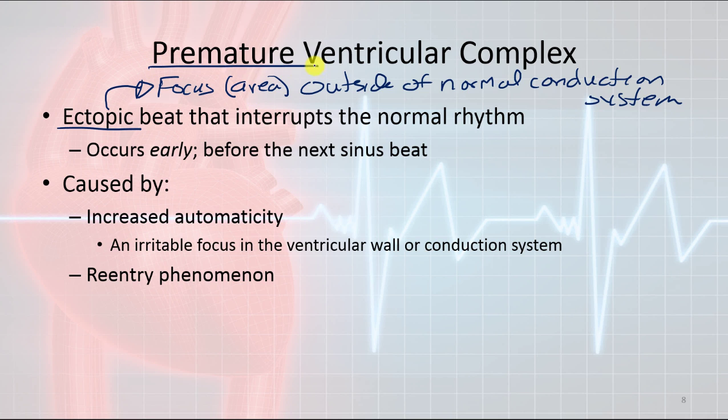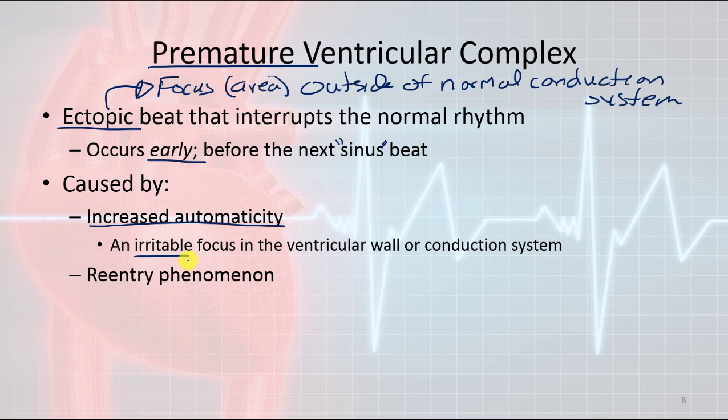If it's premature, that means that it occurs early in the cardiac cycle before the next sinus beat. I have a sinus beat, but it can occur before the next R wave, so it will occur early in the R to R interval. Usually it's caused by an increased automaticity. The increase in automaticity can occur from a couple of different things. The most common one is just some kind of irritability in the ventricular wall.